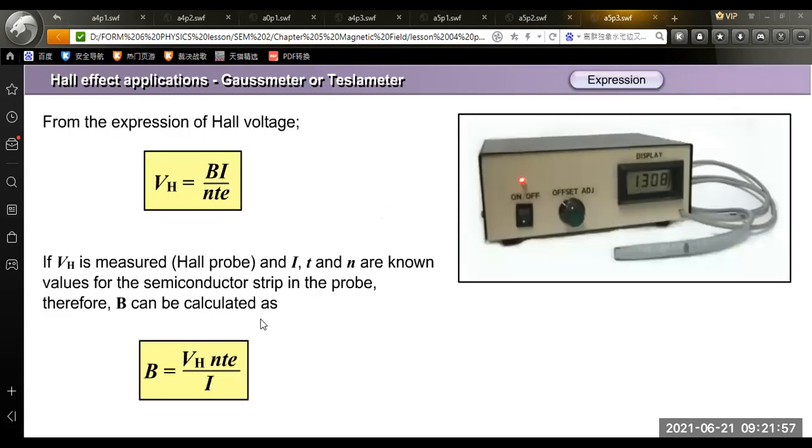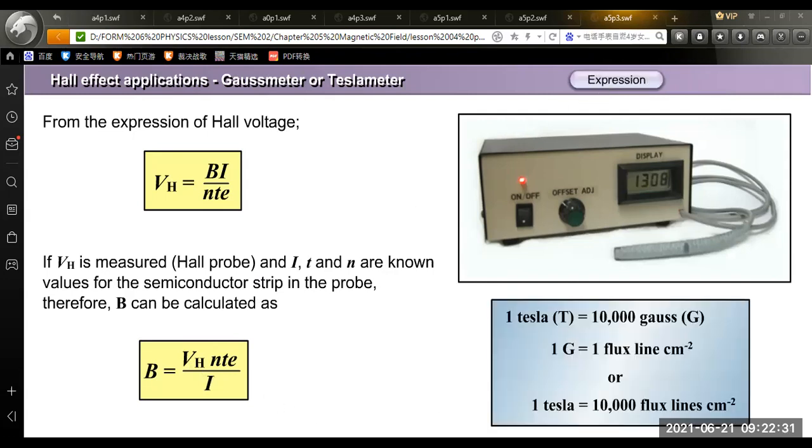How strong is the magnetic field? From the expression of Hall voltage, VH equals BI over NTE. If VH is measured by the Hall probe, and I, T, and N are known values for the semiconductor strip in the probe, therefore B can be calculated as B equals VH times NTE over I. So the reading shown is actually B, calculated using VH times NTE over I.